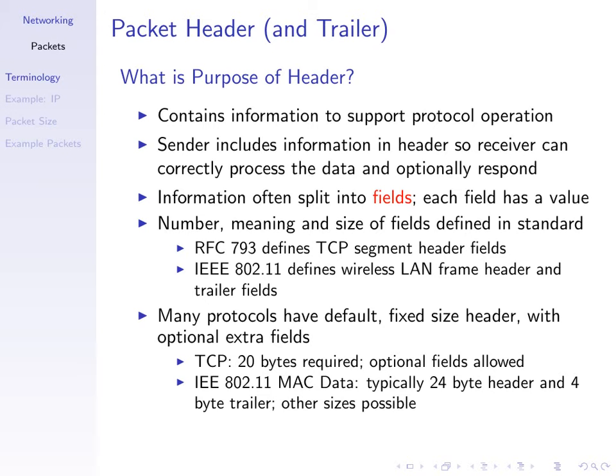When we talk about a header or a trailer, we usually divide the information in the header or trailer into a separate set of fields. And each field, we can say, has some value. So a header is made up of fields, and each field has a value. The number, what the fields mean, and how big those fields are, is defined in a standard. So a standard that defines a particular protocol specifies those values. For example, the IETF RFC 793 defines TCP, and in that document there's a picture and description of the TCP segment header fields.